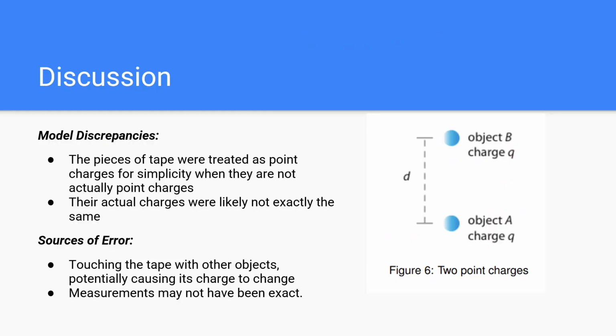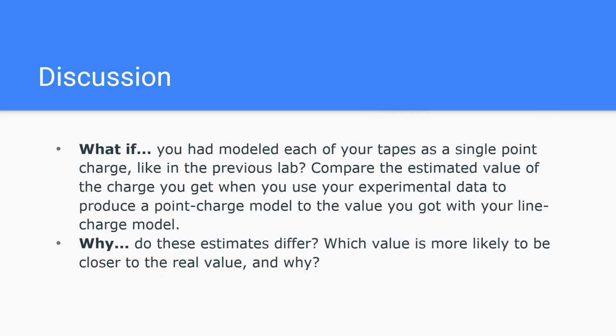For some discrepancies and sources of error, the pieces of tape were treated as point charges for simplicity of calculations when they are obviously not actually point charges, and their actual charges were likely not exactly the same, even though they were treated as such for the calculations. Likely touching the tape with other objects might have caused its charge to change, and physical measurements that were made during the experiment may not have been exact.